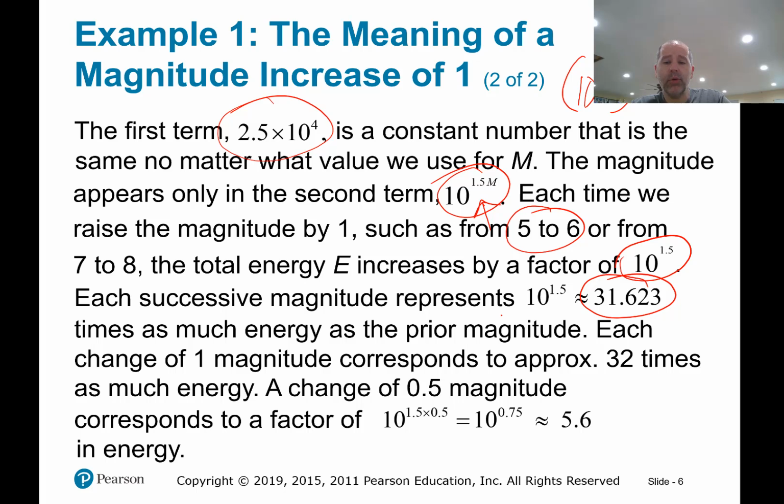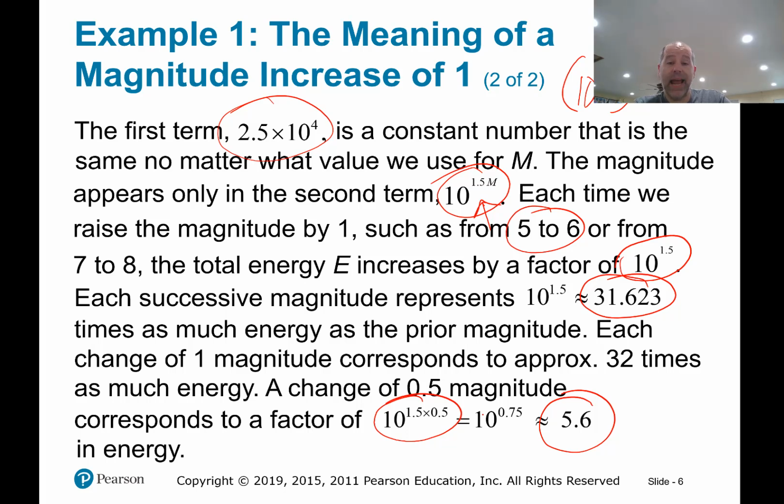Okay, now what if we do half? What if instead of 1 magnitude, we do half of a magnitude? Then all you have to do is use M as 0.5. And so we get approximately 5.6 times the energy.